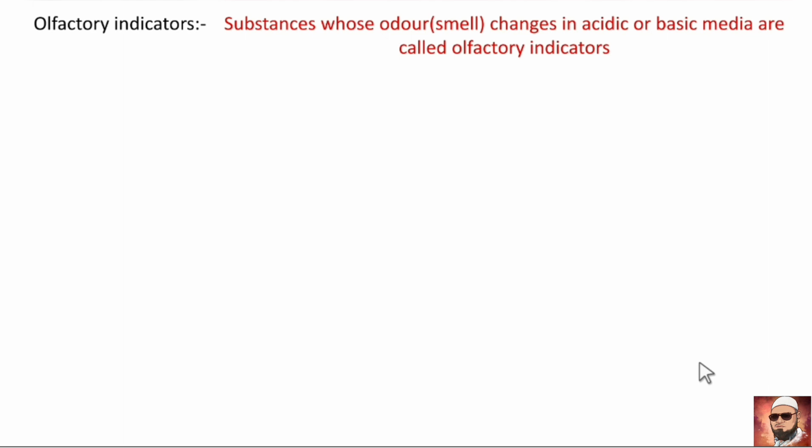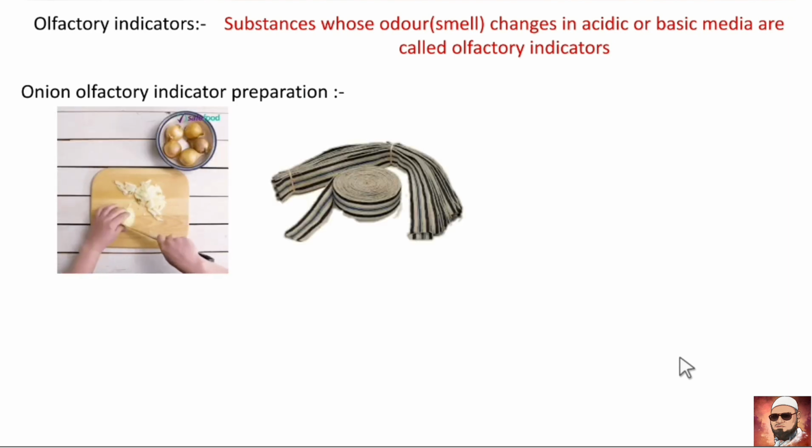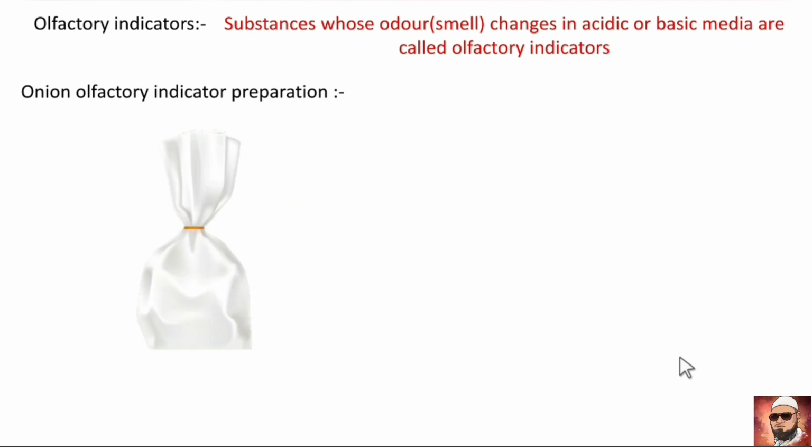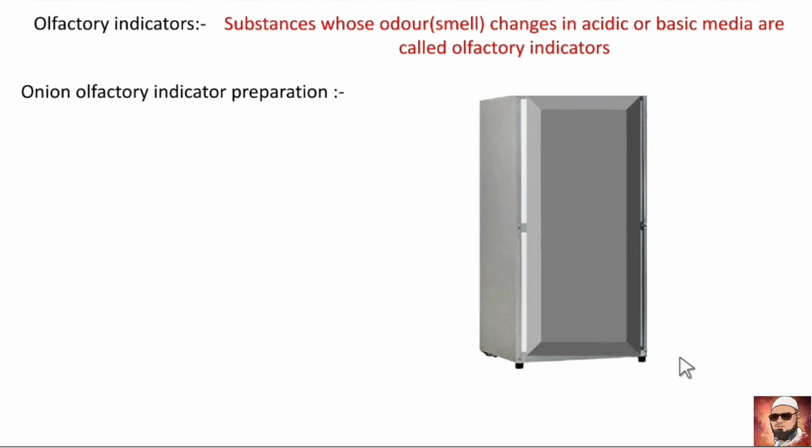Now let's see how to prepare an olfactory indicator. Here we are taking onion. First of all, take chopped onions and some cloth strips. Put some finely chopped onions in a plastic bag along with the clean cloth, tie up the bag tightly and keep it overnight in the fridge. The cloth strips can now be used to test for acid or base. These cloth strips have the characteristic smell of onion.